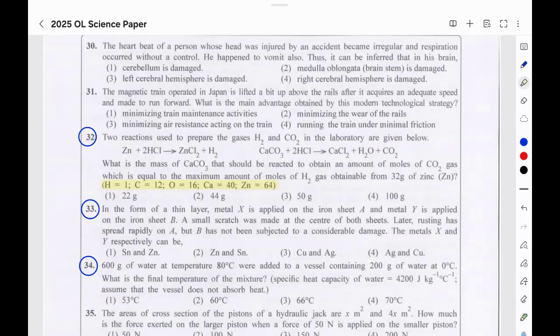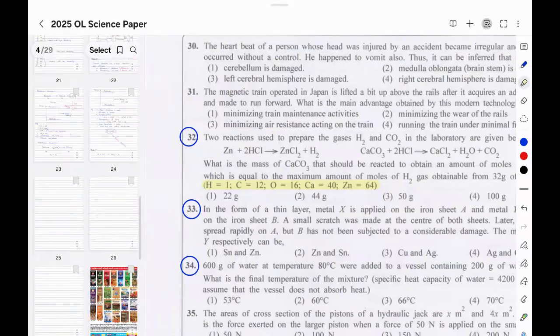Remember, when you do the exam paper, read the question carefully. If you don't understand the question, it's okay. Take your time and read the question 2-3 times until you understand that. So let's calculate how much of hydrogen gas moles that we can obtain from the 32 grams of zinc. Okay, now let's move to the calculation.